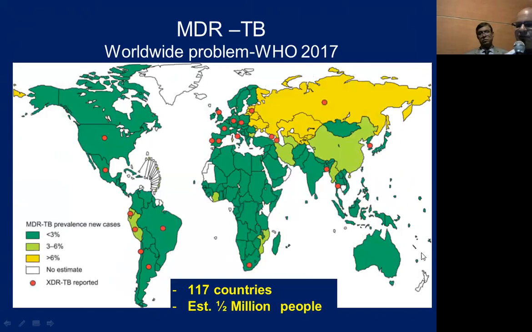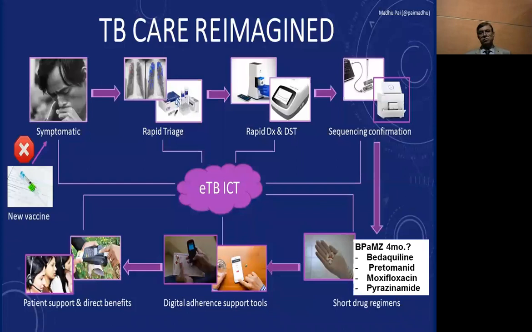And so TB care reimagined would be a situation where we'd have a new vaccine, be able to rapidly triage patients, rapidly diagnose patients with Mavlikov and the like, give short, effective treatments. Currently, studies ongoing for bedaquiline, pretomanid, moxifloxacin, and pyrazinamide, monitor adherence through electronic means, and support patients. And hopefully, we'll see this soon.